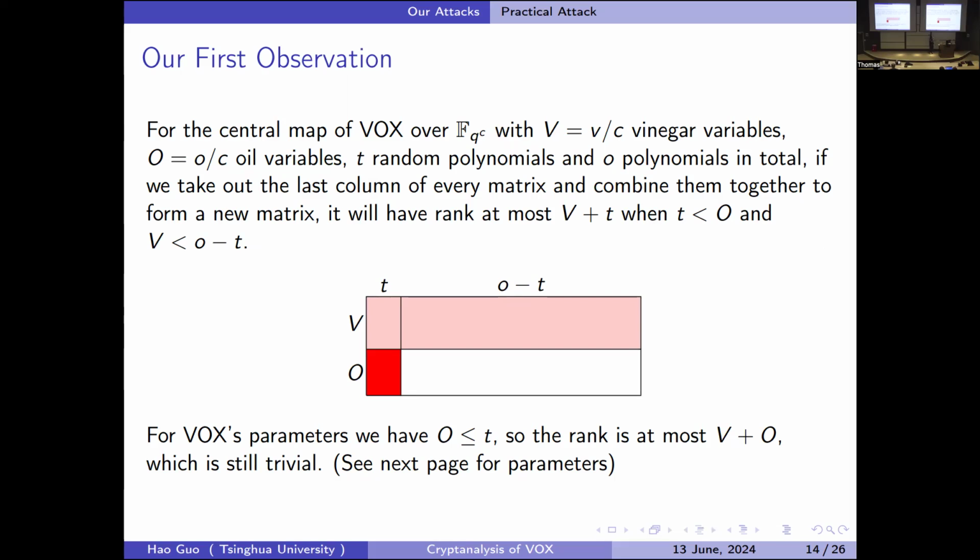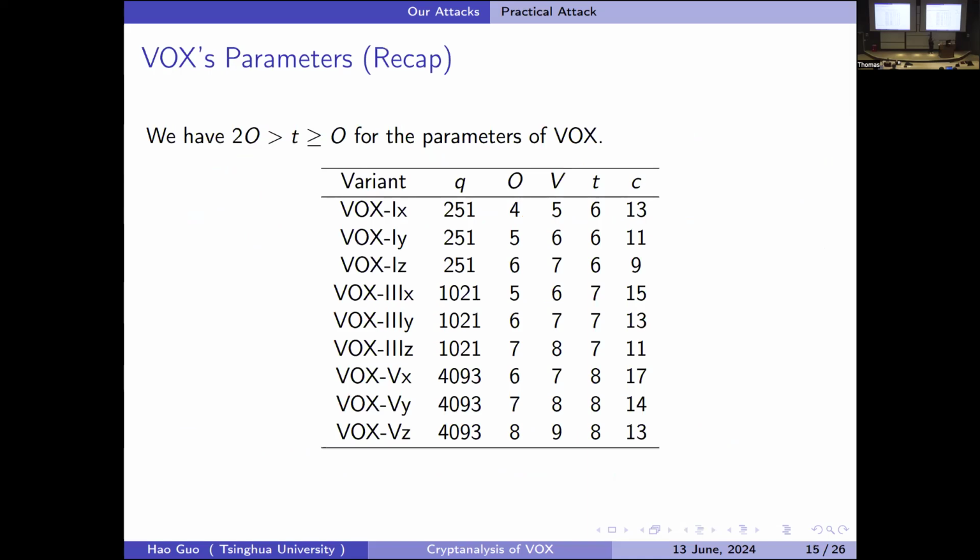And the VOX submitters changed their parameters to adapt to this attack, and they have O smaller than or equal to T. So if they try to use this, then this matrix will have rank at most V plus O, and this will again be a trivial thing. And here is a recap of the parameters of VOX, and you can see here that O is always smaller than or equal to T here.